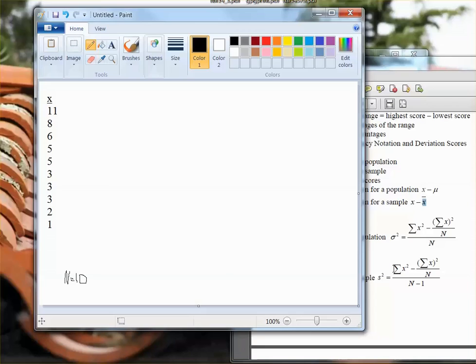And again, the formula is telling you what to do. So in this case, you're summing up, but you're not summing up x, you're summing up x squared. So that means that we have to square each one of those numbers and then add them up. So we have 11 squared is 121. 8 squared is 64.